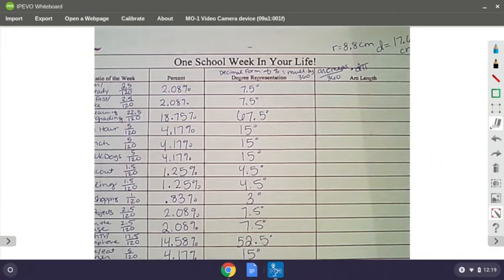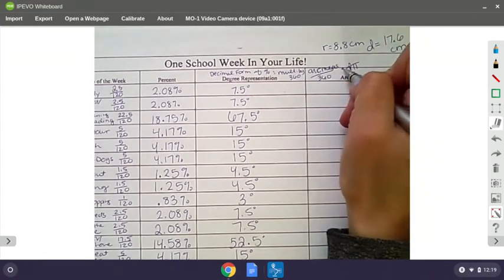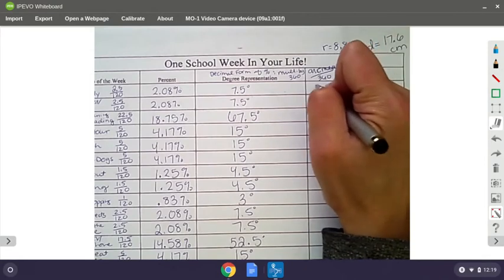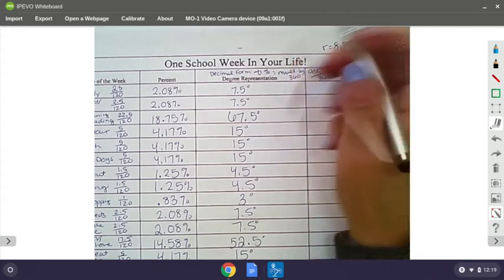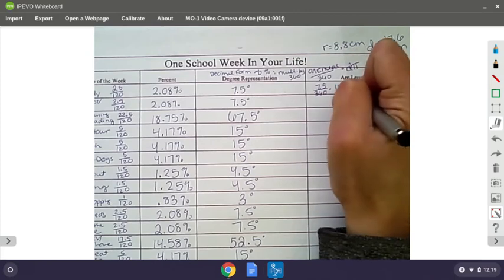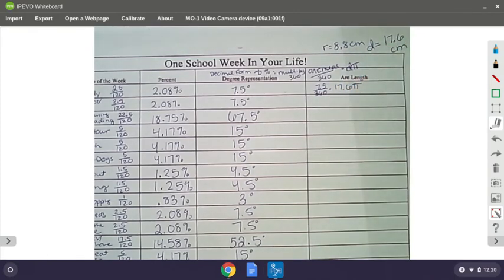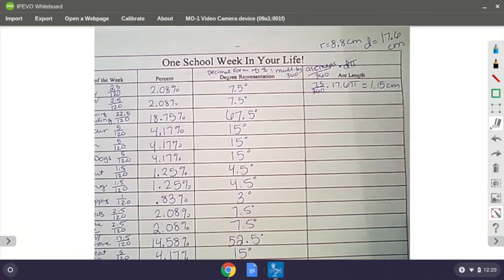Okay, so then for your arc length, you're taking the arc measure over 360 times diameter times pi. So my arc measure here is the degree. So that's going to be 7.5 degrees out of 360 times 17.6 pi. So remember 7.5 divided by 360 and then times 17.6 pi. So this one is about 1.15 centimeters. And then you would do that for all of them as well.